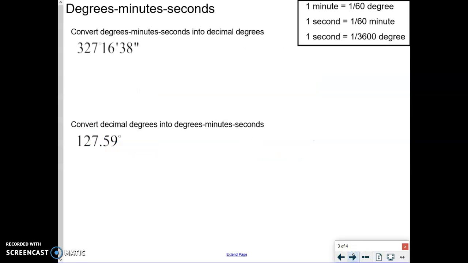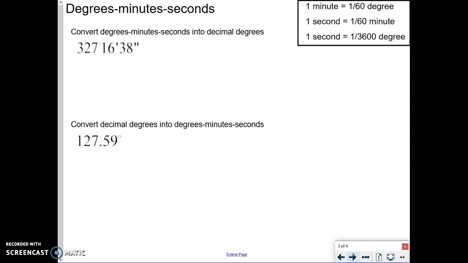So the next thing I'd like to take a look at is just a more exact way of measuring in degrees, and that's using degrees, minutes, and seconds. I've given you kind of the background of how this works. 1 minute is equal to 1/60th of a degree. 1 second is equal to 1/60th of a minute, and also 1 second is equal to 1/3600th of a degree. Or there are 60 minutes in a degree, there are 60 seconds in a minute, and there are 3,600 seconds in a degree. So the way that we convert is we use those ratios.